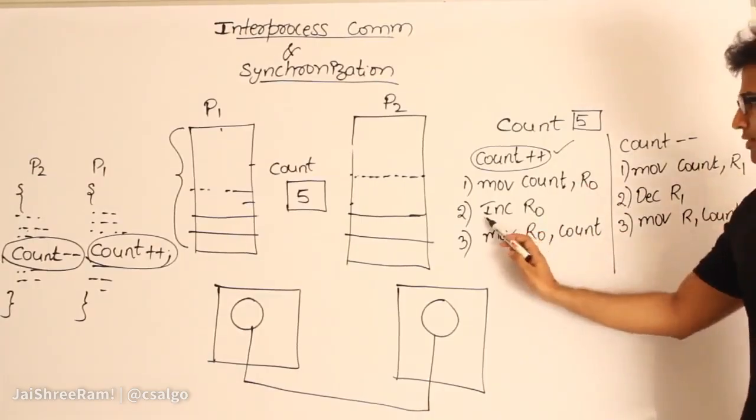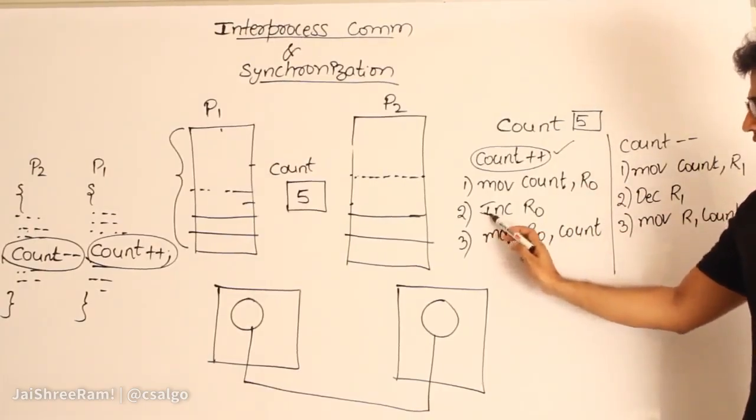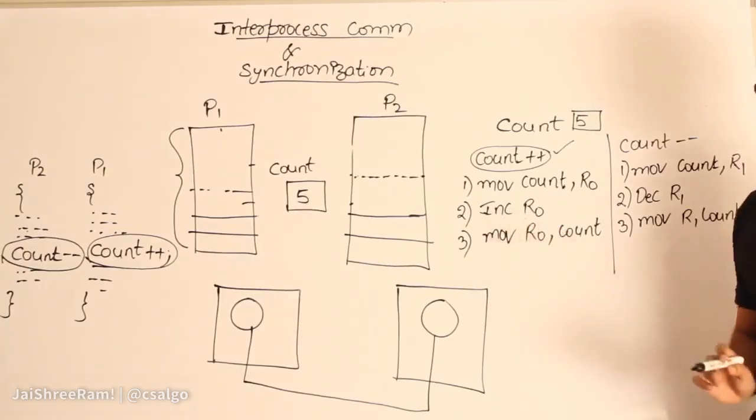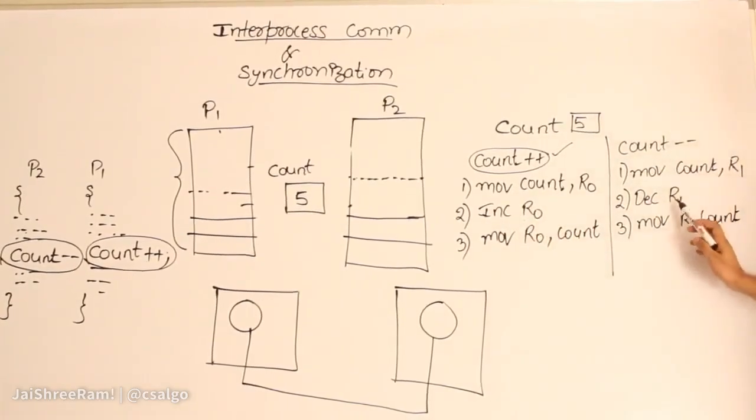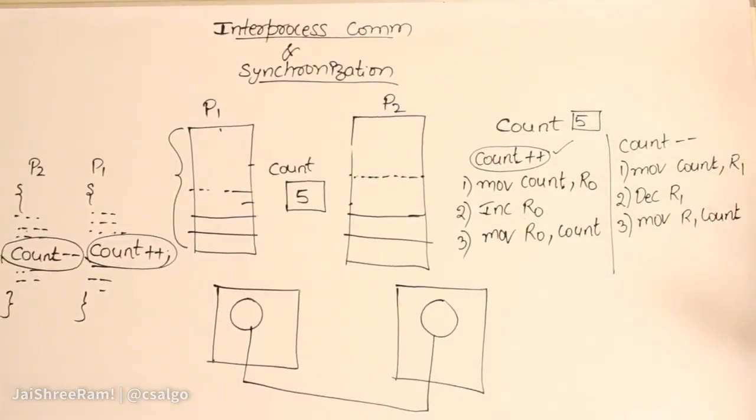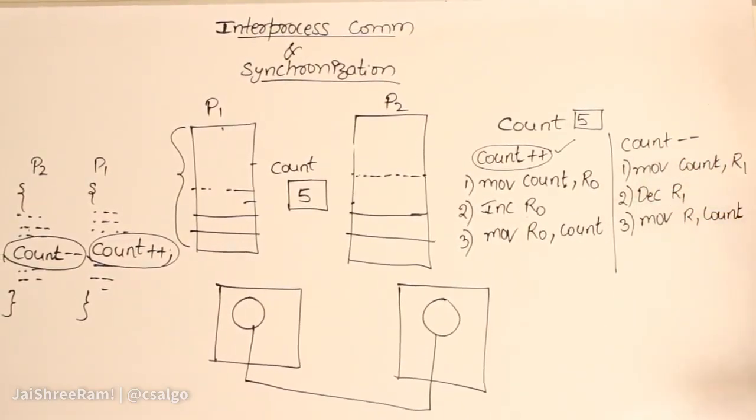In case your platform doesn't have an increment or decrement command, you are going to say OR = OR + 1 here, and here you are going to say OR = OR - 1, right? Anyway, these 3 instructions are going to be done.